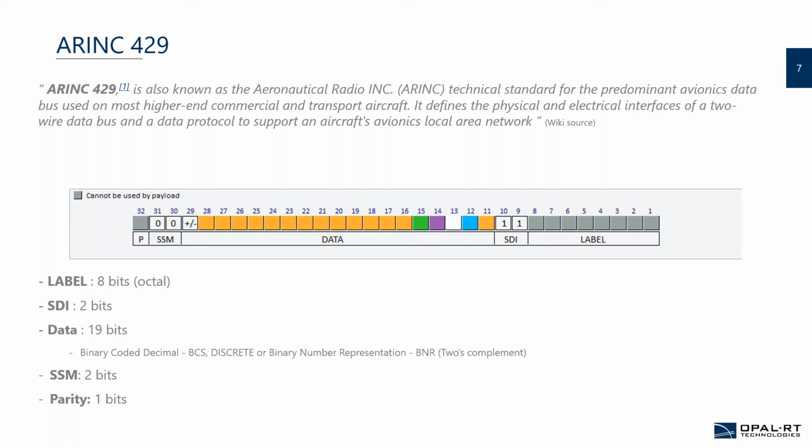If we look at the structure of the 429, it's a 32-bit message, and it's specified as an 8-bit label in octal. After that, we have 2 bits as SDI that is used by the customers. We have 19 bits of data, which could support binary coded decimal, BCD, discrete signals, and binary number representation, BNR. So basically you have a mix and match in here on the 19 bits of whatever you require. You have a parity bit at the end, and you have the SSM as well.